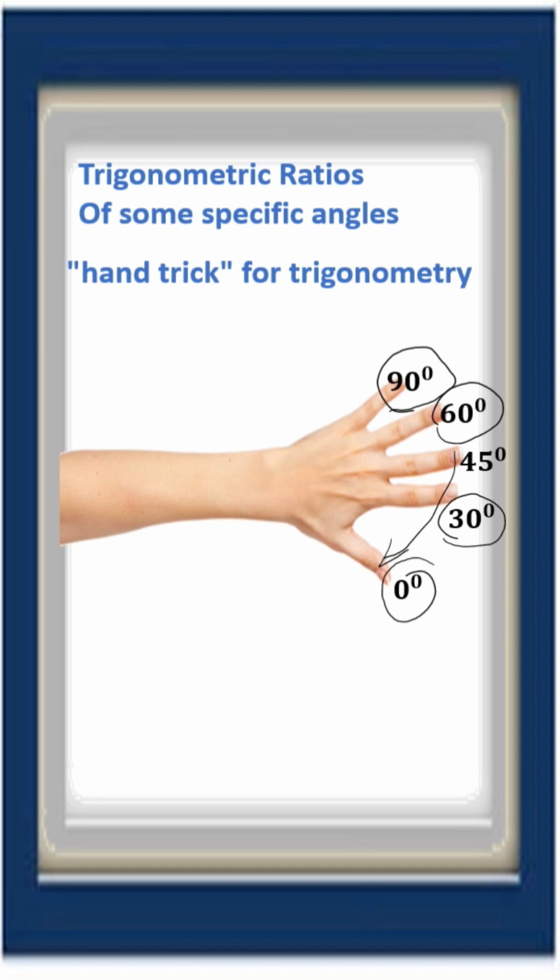If you want to find other reciprocal ratios such as cosecant, secant and cot, you just find these three ratios and find the reciprocal value. It is very easy, isn't it?